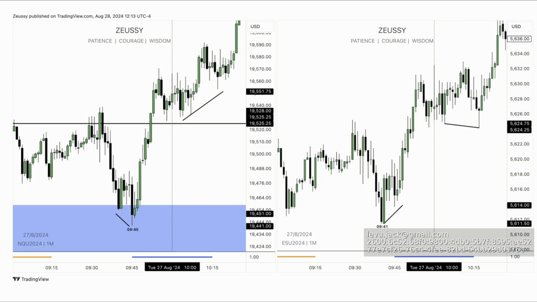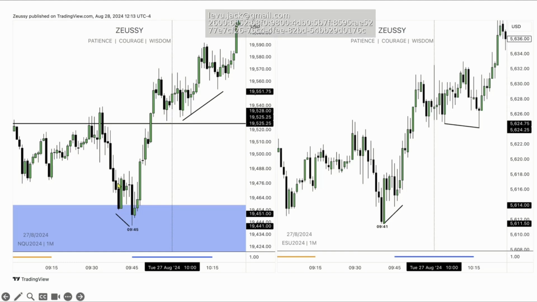What I want you to understand is that SMT takes place at multiple phases inside of the market maker buy model. Therefore, we're also looking for SMTs to confirm that an expansion is near inside of a later stage of the market maker model. So not solely inside of the SMR, as you can see here.